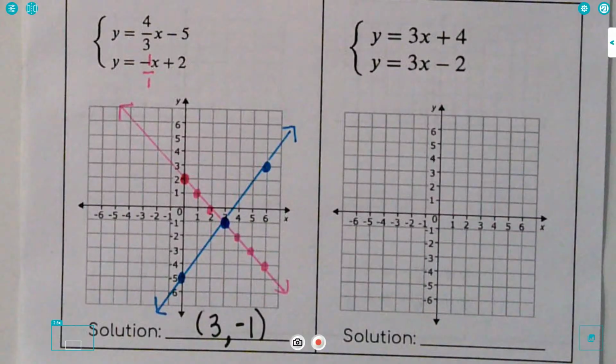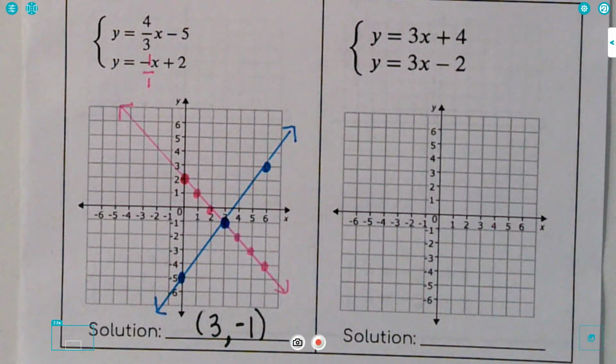Okay, so most of the time this is what's going to happen. You're going to cross in one spot. The one spot you cross is going to be your solution. So if you knew how to do problems 2, 4, and 5, you just got to do two slope-intercept form lines at the same time.